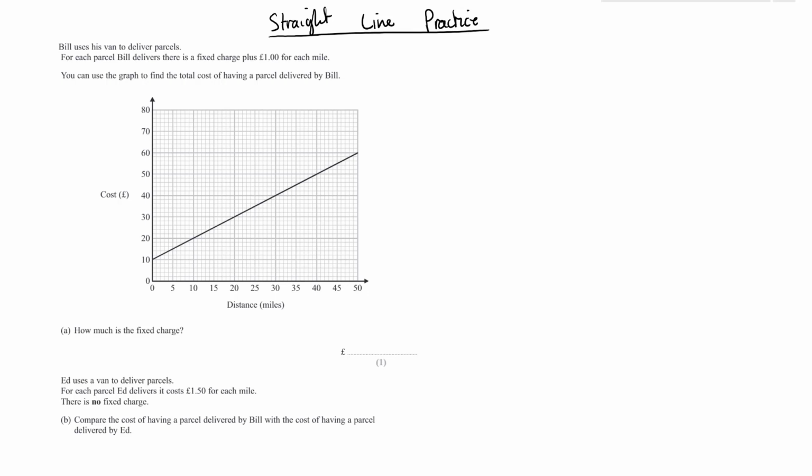So this is a straight line, which means it will have some equation in the form of y equals mx plus c. Instantly we can read off what this plus c is going to be, because it's just this part here. So before we even read what the question wants, we know it's going to be mx plus 10. And the gradient here is going to be 1, since for each extra mile that he has to go, his cost is increasing by £1. So actually we know fully that our equation is y equals x plus 10.